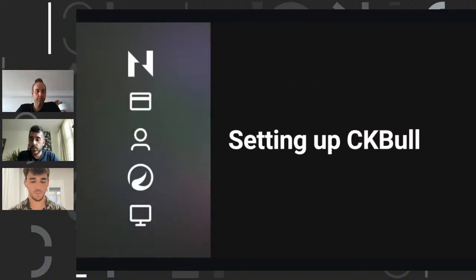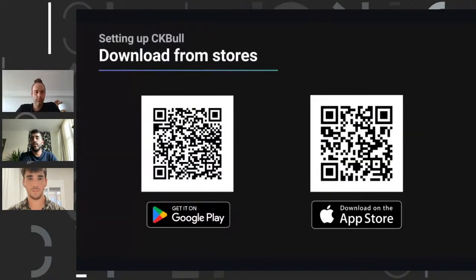So first of all, we have to set up the CKBull application to proceed. You can download it from the stores. Here are two QRs that you can use to download it either on the App Store or Google Play. I will leave them here for 10 seconds if you want to scan those, and if you don't have it.